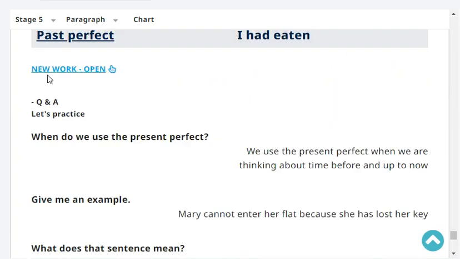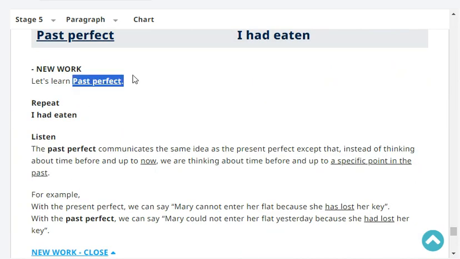Next, repeat. Past perfect. Past perfect. Very good. Okay, so let's talk about past perfect. Okay, repeat. I had eaten. I had eaten. Very good.